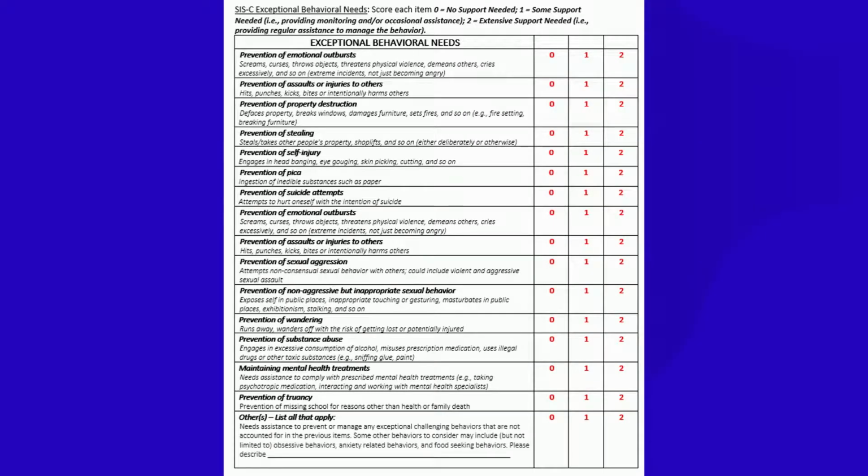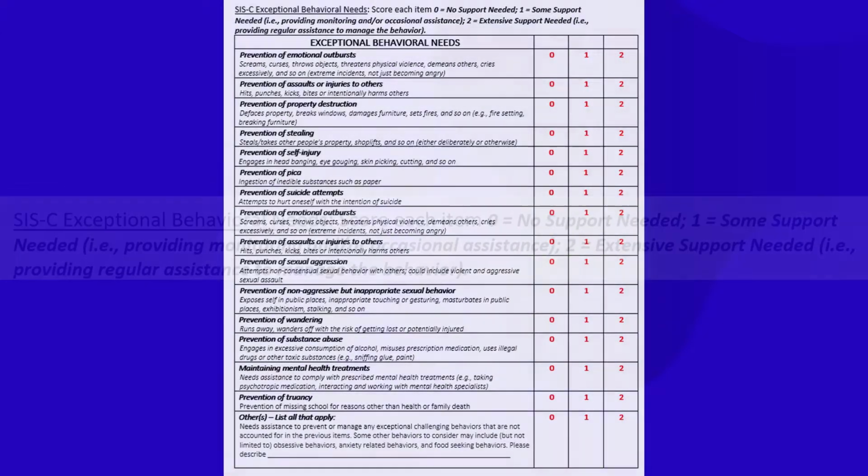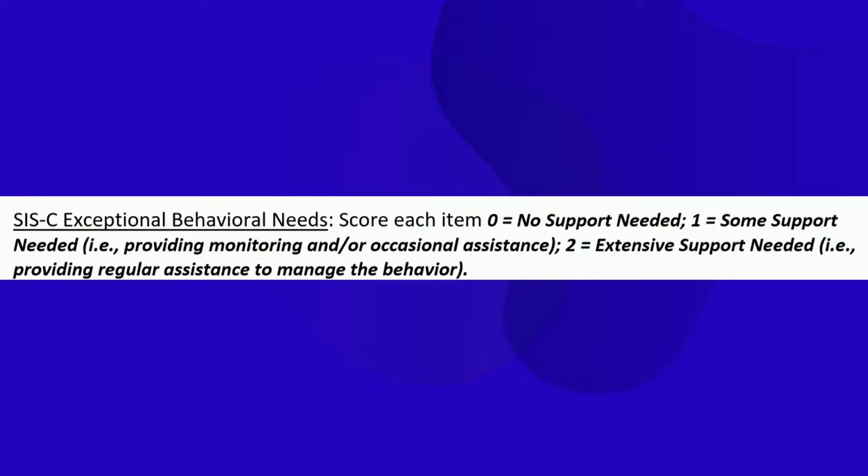Now, let's look at the behavioral items. There are 15 challenging behaviors listed, or more accurately, there are 15 items that ask raters to assess the level of support needed to prevent or manage a challenging behavior. The scale is the same in the behavioral section as it was in the medical section. Specifically, 0 equals no support needed, 1 equals some support needed, i.e. providing monitoring and/or occasional assistance, and 2 equals extensive support needed, i.e. providing regular assistance to manage the behavior.